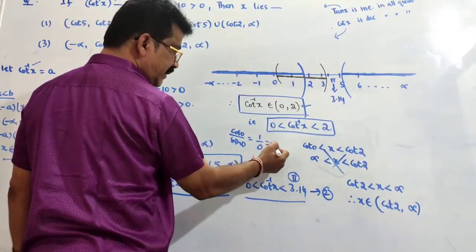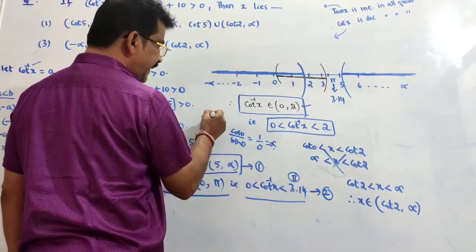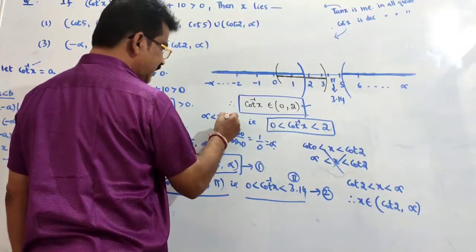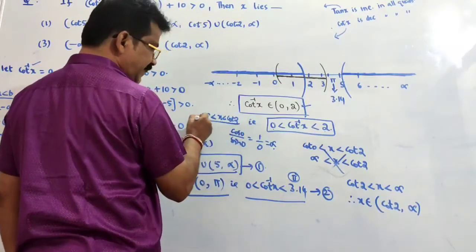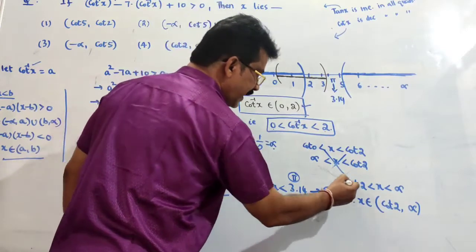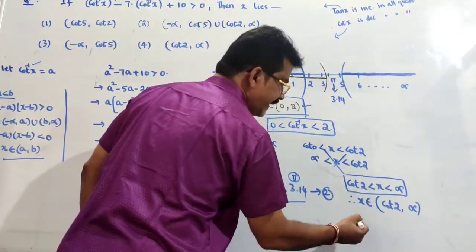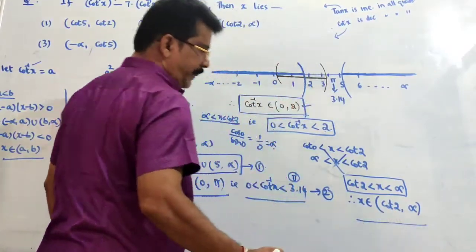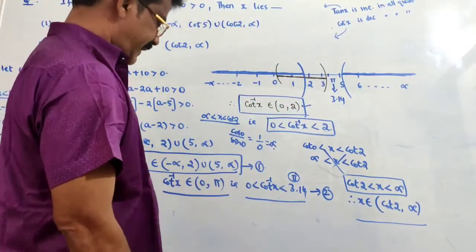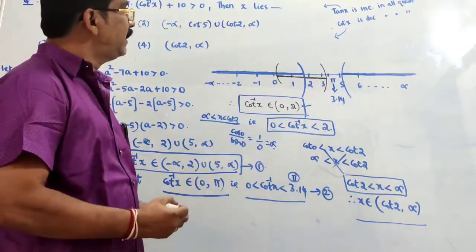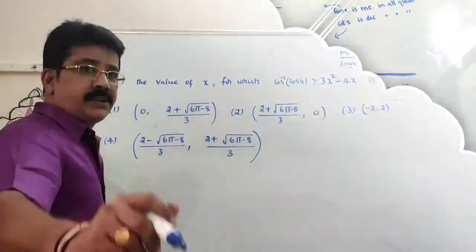Since cot 0 is infinity, don't write infinity less than x less than cot 2. It is a wrong expression. So we must write cot 2 less than x less than infinity. So x belongs to the open interval of cot 2 comma infinity. This is one important question. That's the problem. Next question.